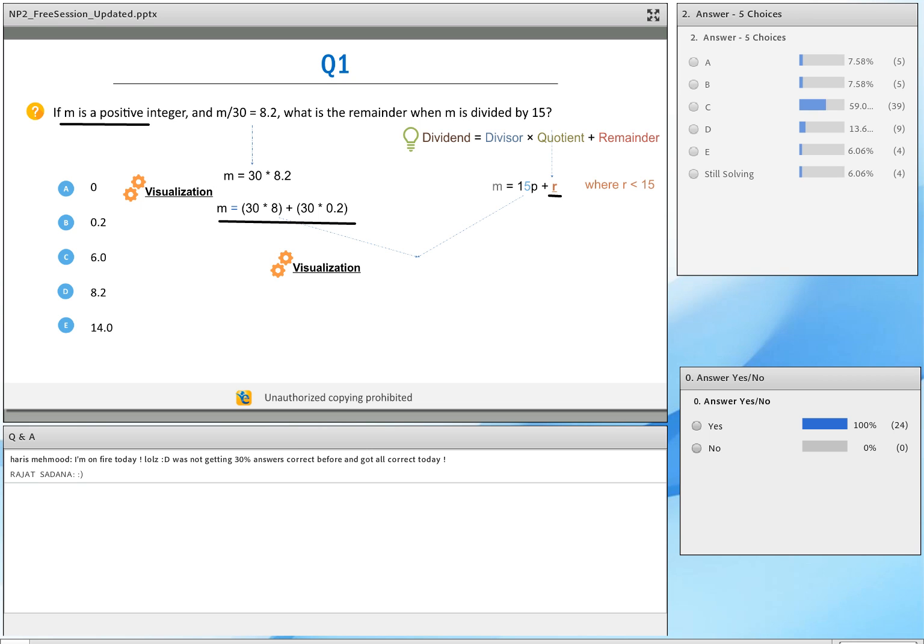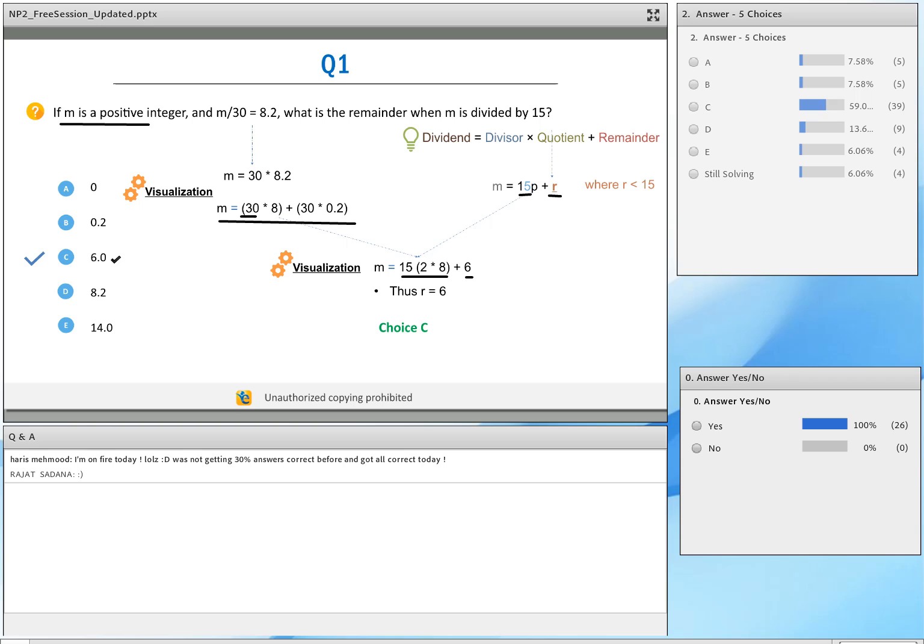Then you visualize this and you say, hey, over here it's in terms of 15, over here it's in terms of 30. So how do we do this? We express 30 as 15 times 2, plus 6, since 30 times 0.2 is 6. So that's how we got 6 over here. And you say, okay, m can be expressed as 15 times a number plus 6. And we know that this doesn't leave a remainder when divided by 15, and 6 is not divisible by 15. So my remainder is 6, which makes choice C the correct answer. So this is your correct answer over here. And about 60% of the class got it right.